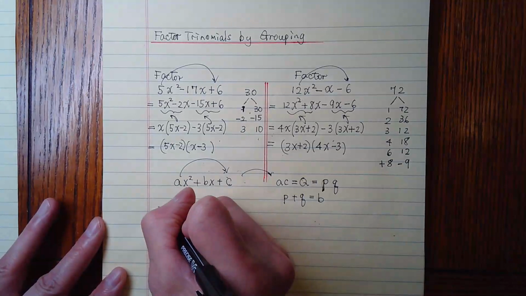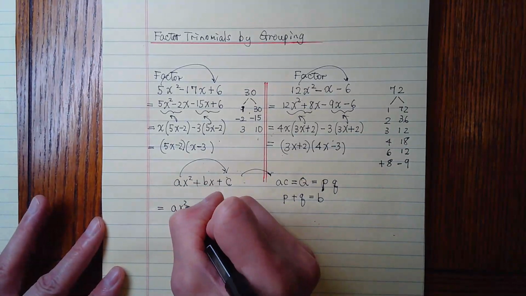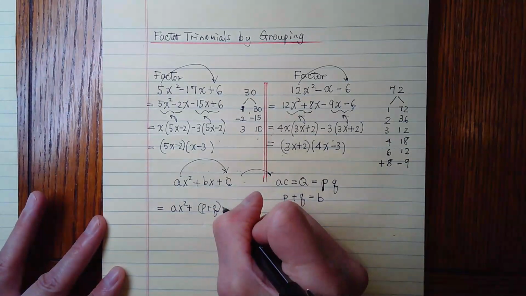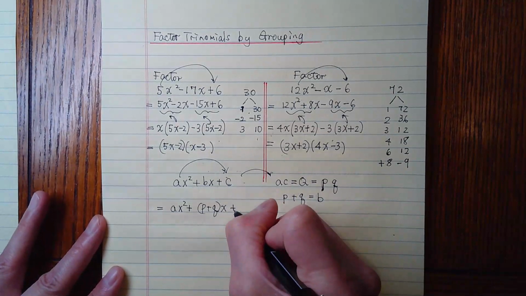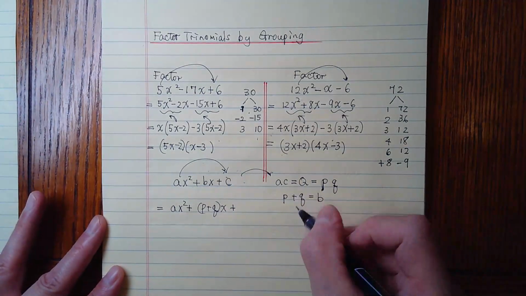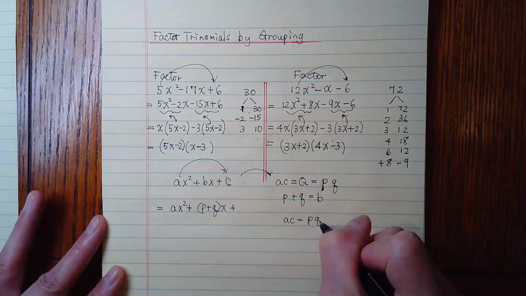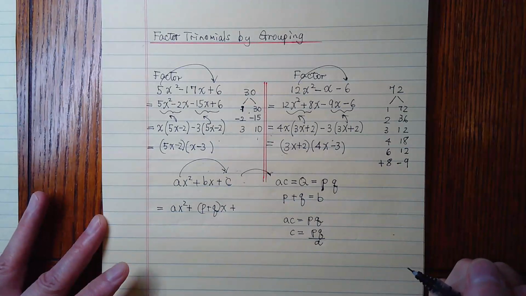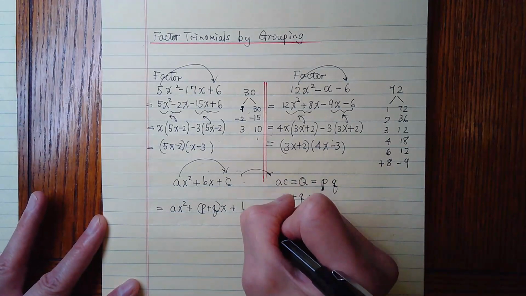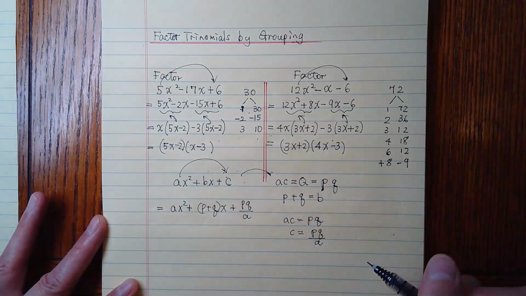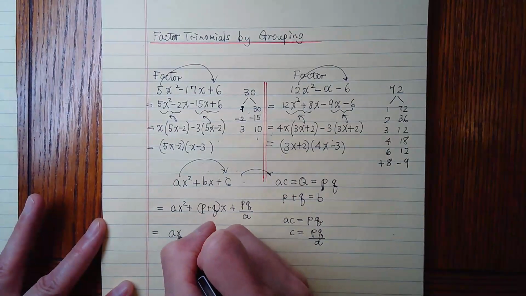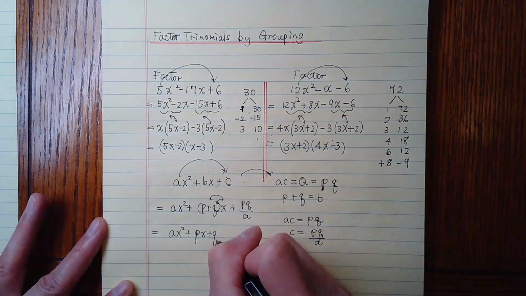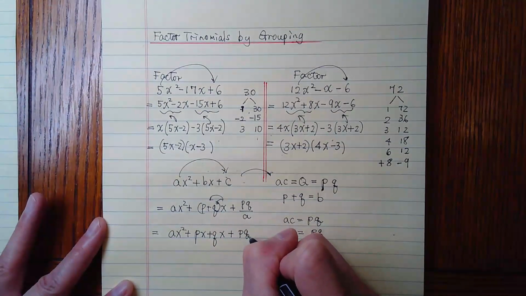And now we're going to make a substitution here. We have ax squared plus bx, but b is just p plus q times x plus c. But what is c? We have a times c equals p times q. So c equals pq divided by a. So we just replace c by p times q divided by a. And now what do we get? We had ax squared plus px, distribute, px plus qx plus p times q divided by a.